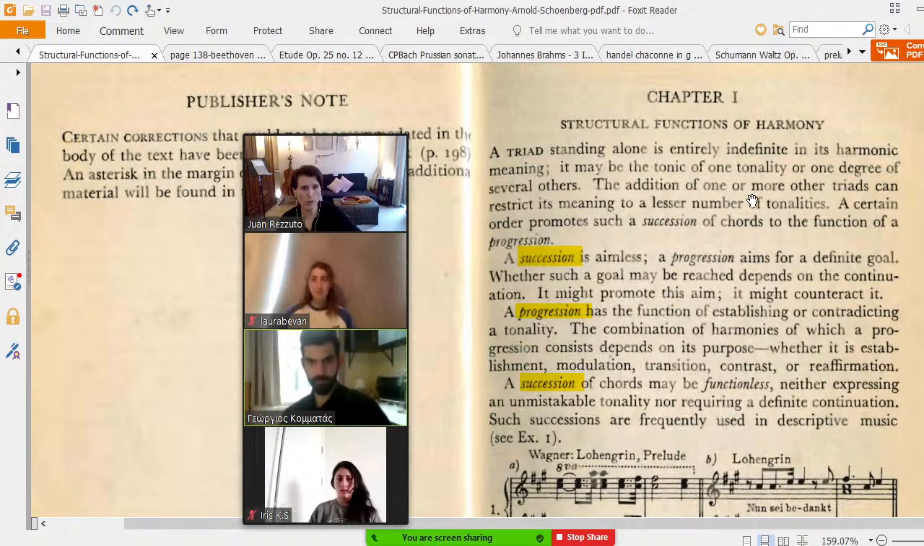The addition of one or more other triads can restrict its meaning to a lesser number of tonalities. So, for example, if I put C major, F major, G major, C major, in which key am I? Again, the chords: C major, F major, G major seventh, C major. C major, clearly.